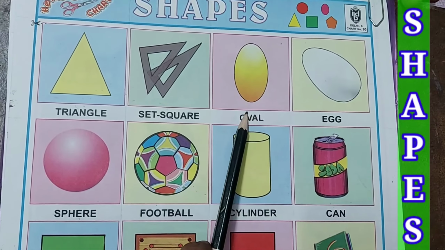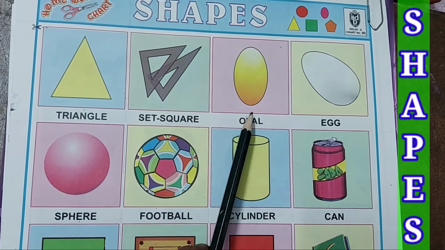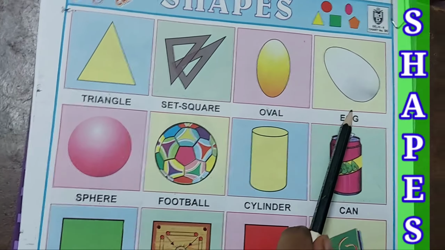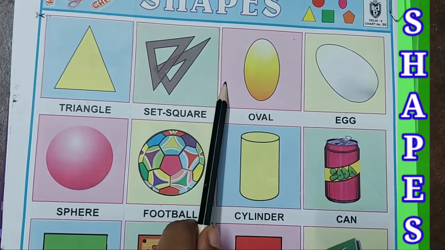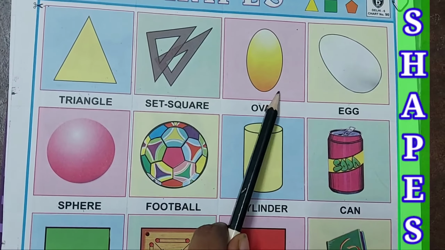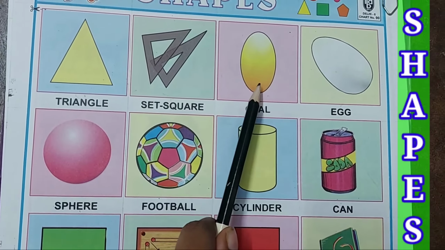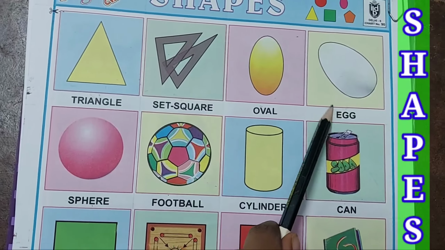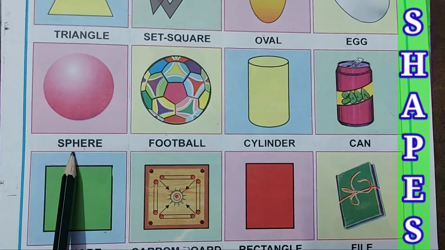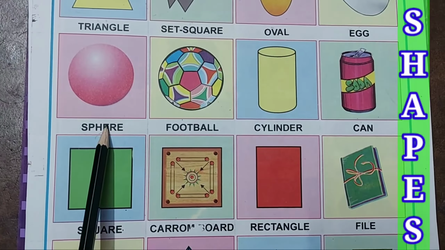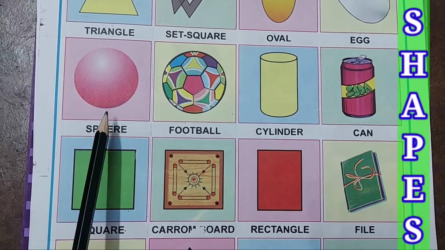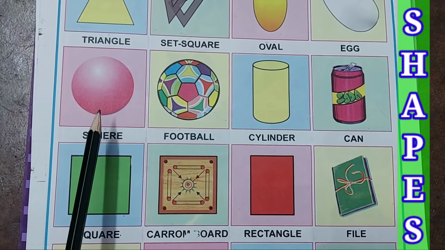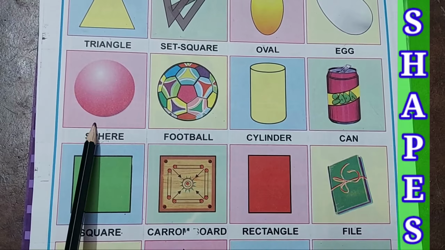Next, this is an oval. An oval looks like an egg. Circle and oval have no sides. This is an egg. This one is a sphere. A sphere looks like a circle shape. This is the shape of a circle.